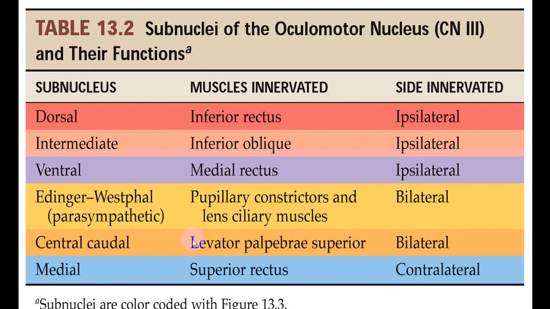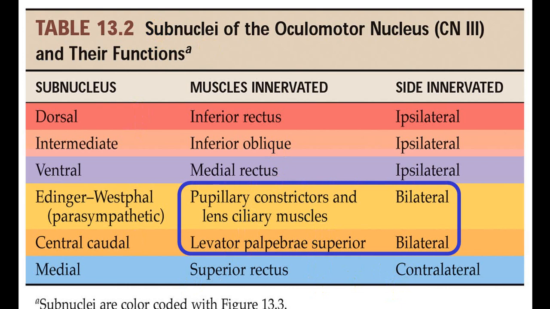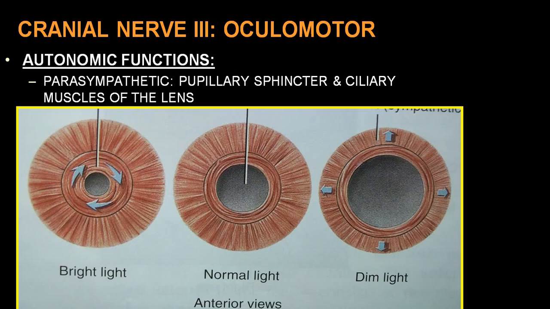The levator palpebrae superioris is innervated by the central nucleus, which provides bilateral innervation. So bilateral innervation goes to the levator palpebrae superioris, constrictor pupillae and ciliary muscles, while the superior rectus is innervated by the opposite side third cranial nerve. That's why we call it contralateral innervation. The parasympathetic supply is to the circular fibers as well as the ciliary muscle, responsible for lens movement, the thickness of the lens.